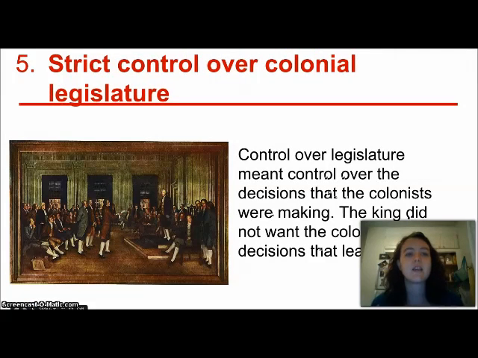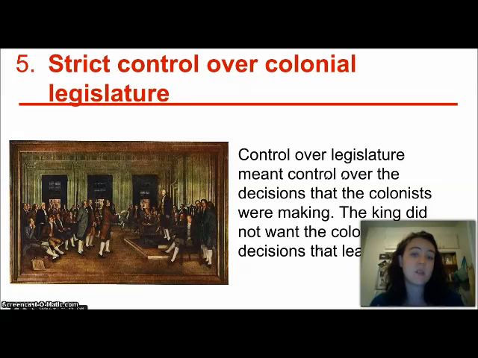And then finally, they had strict control over the colonial legislature. The colonists were allowed to make their own laws for quite a while at the beginning of their settlement over here. And after the French and Indian War, the whole goal of Great Britain was to control decision-making in the colonies.